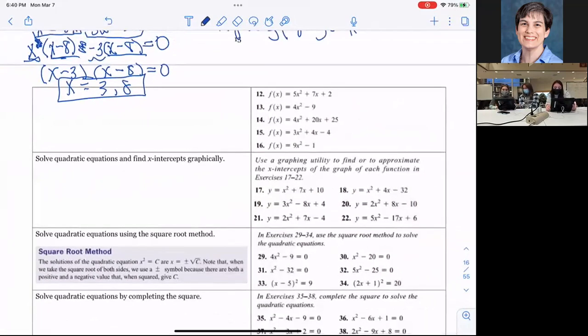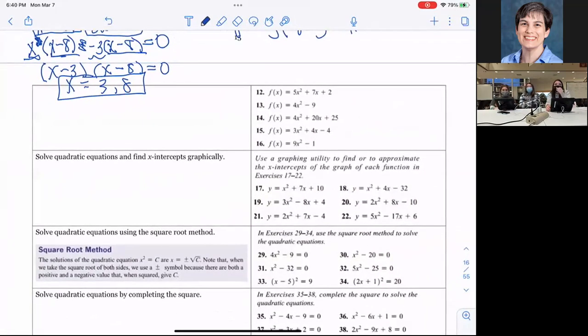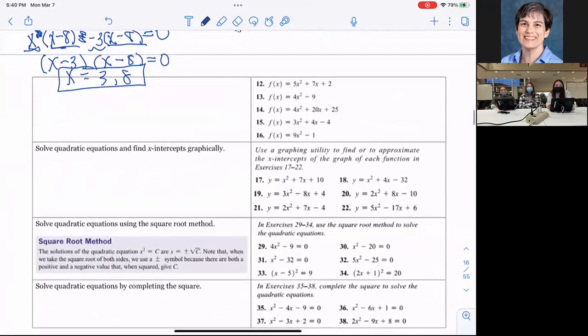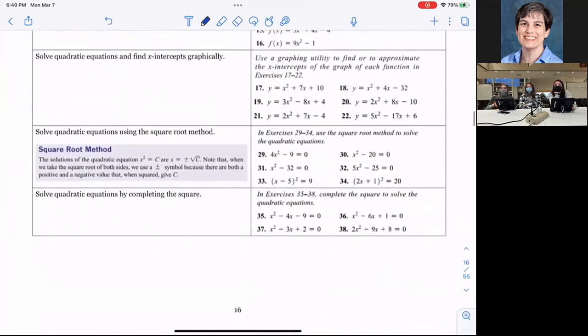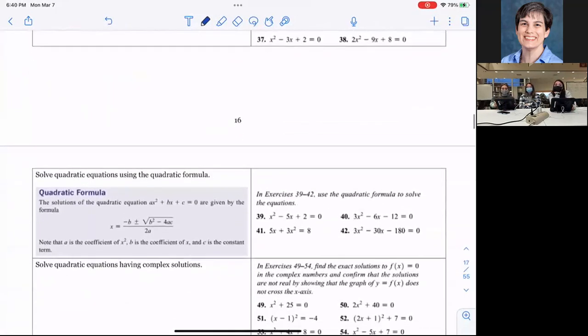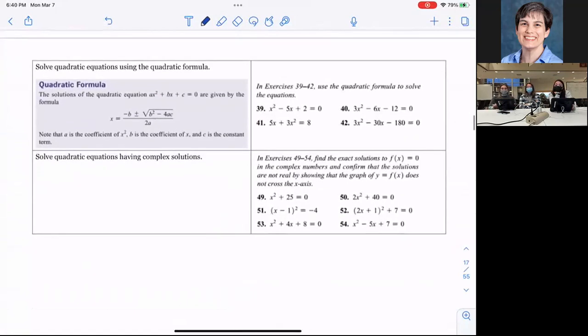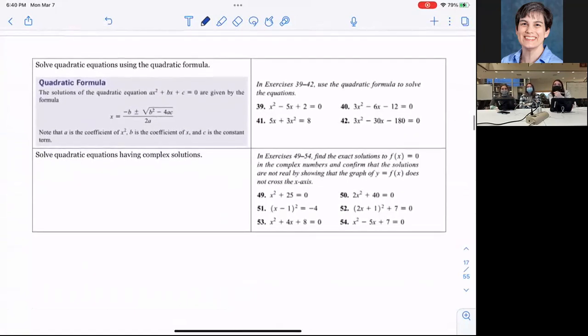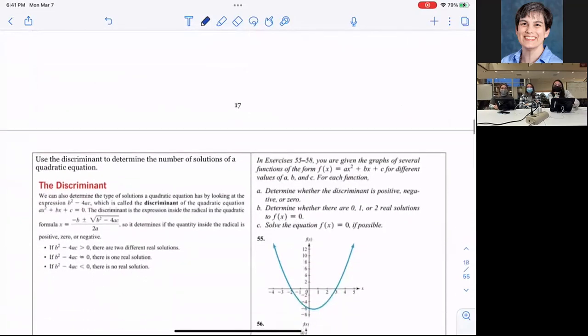All right. Any questions on this page? All right. Go ahead and scroll up. How about this page? All right, go ahead. Oh, 42.